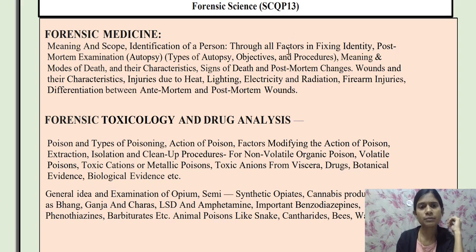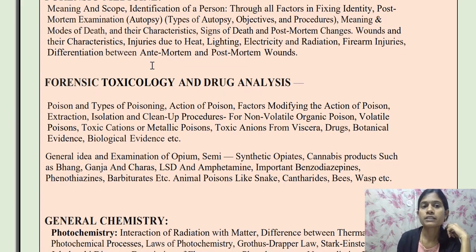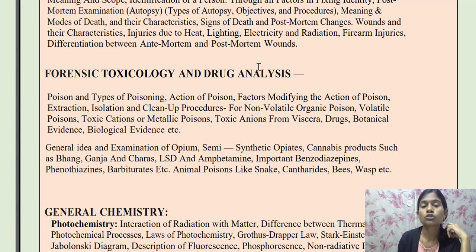Then post-mortem examination or autopsy, the different types of autopsy, objectives of autopsy and autopsy procedure. Then meaning and mode of death. What is the meaning of death? Death means the stopping of different processes of the body. Respiration is important; if respiration and circulation stop in the body, that is the common meaning of death. In the same way, there are different meanings of death and also different modes of death and their characteristics. Then signs of death.